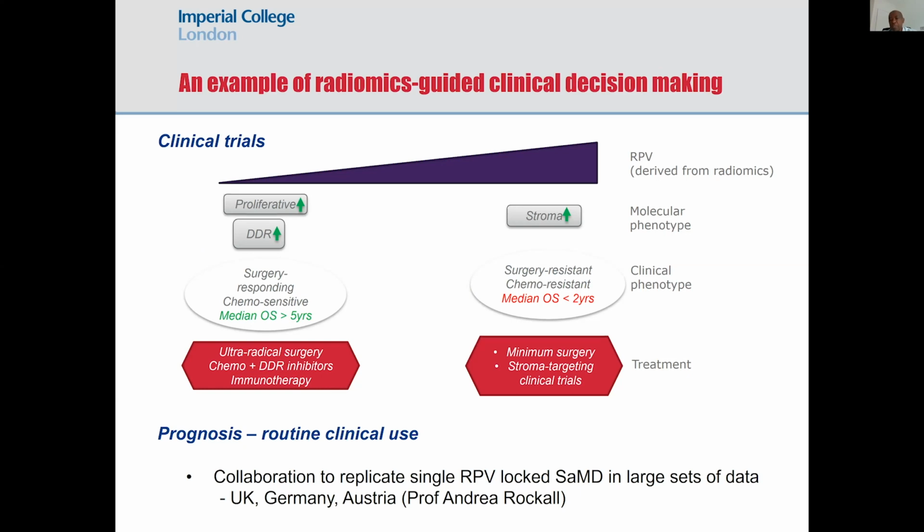So we know that for the high RPV group, the impact of optimal surgery would be minimal, whereas ultra radical surgery would be great in the group with the low RPV. But stromal targeting clinical trials should be encouraged in the high RPV. And we've now locked the RPV, and we're collaborating with various people to optimize that.